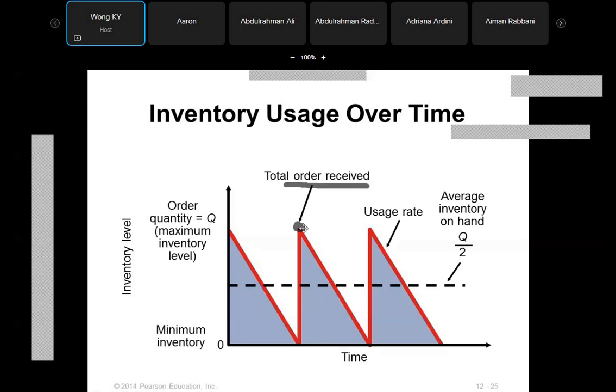Then as time passes, the inventory will be used up again, the level will decline until it reaches 0, and then it will be replenished back. This cycle will repeat again and again. Because the maximum inventory level is Q, we can say that the average inventory level will be Q divided by 2. Please understand this. This average inventory level will later be used in the model. It's just Q, the maximum level, divided by 2.